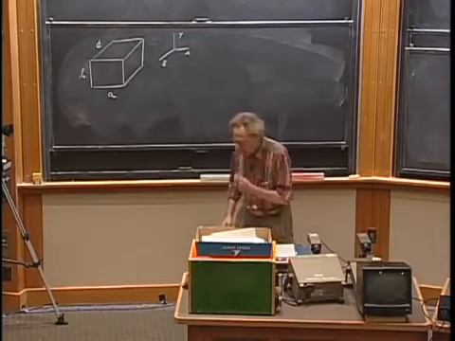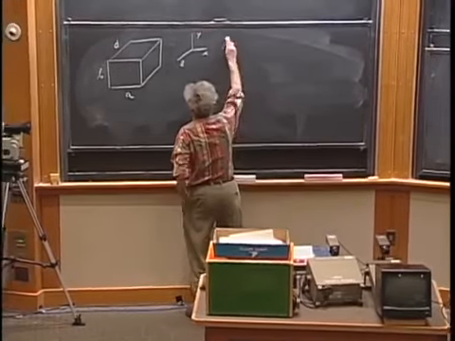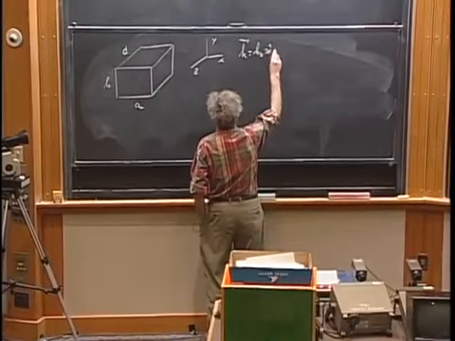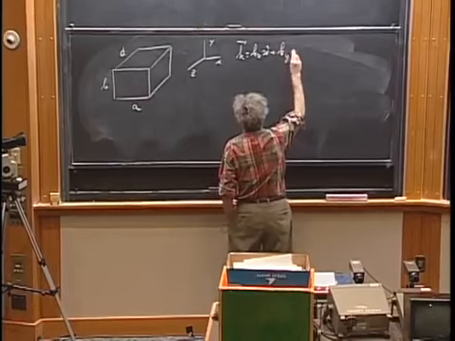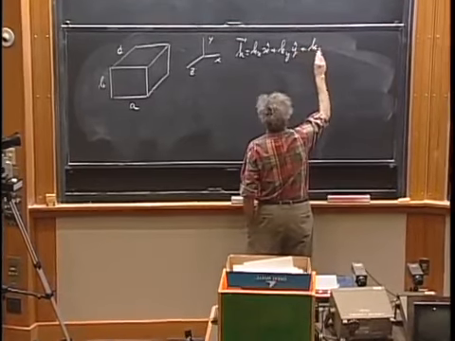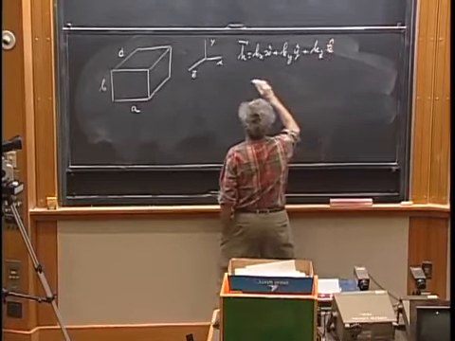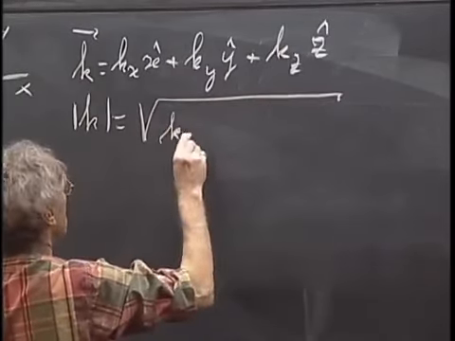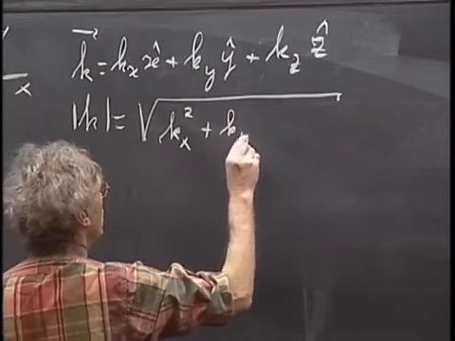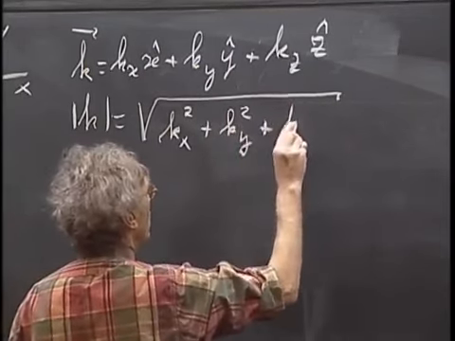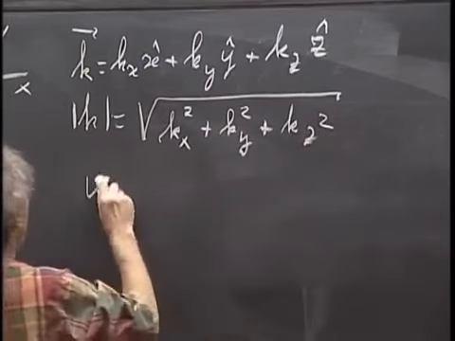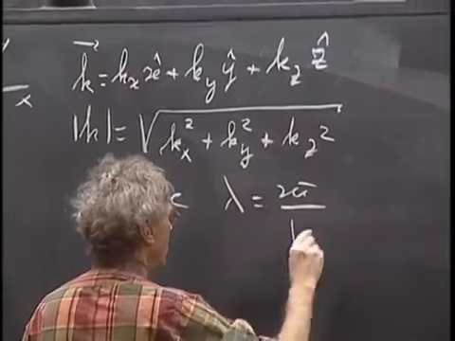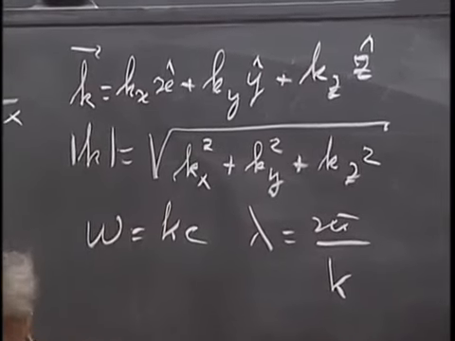Well, I will write down for you, because I want to ram it down your throat, but I could have left it here. K equals kx times x plus ky times y plus kz times z. K equals the square root of kx squared plus ky squared plus kz squared. Omega equals k times c. Lambda is 2 pi divided by k. None of this is negotiable.